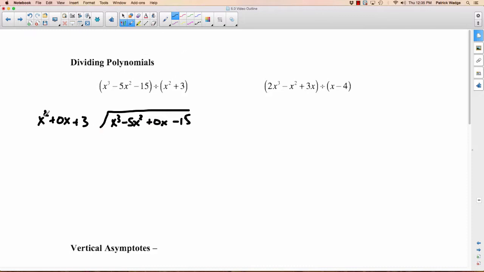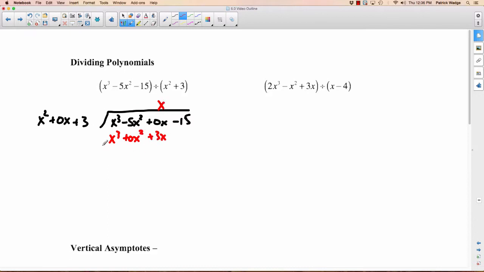All right, let's start. You just look at the first term here and ask yourself, what do we have to multiply x squared by to get x cubed? You need to multiply by x. So right over the x here, I'm going to write x, and I multiply. X times x squared is x cubed. X times 0x, that's weird, but that's like 0 times 1, which is 0, and then x times x, which is x squared. So you get 0x squared. X times 3 is 3x.